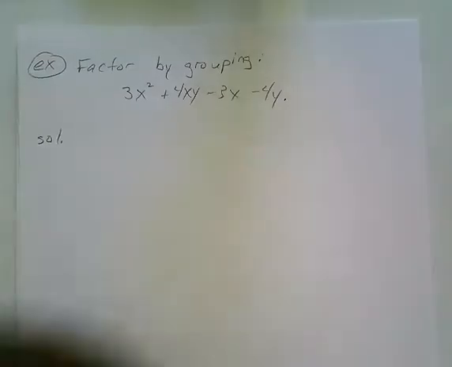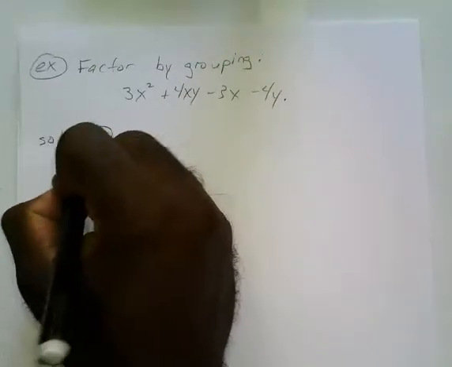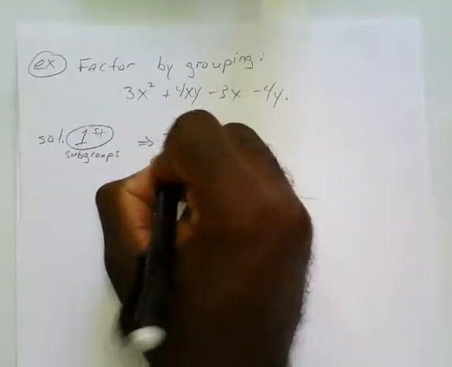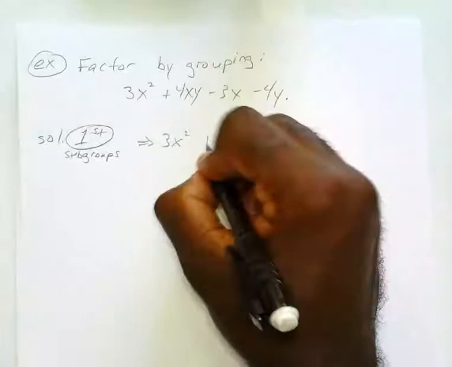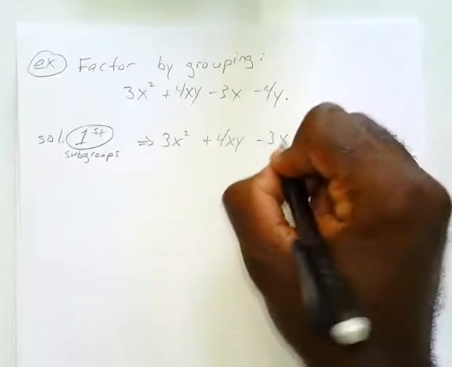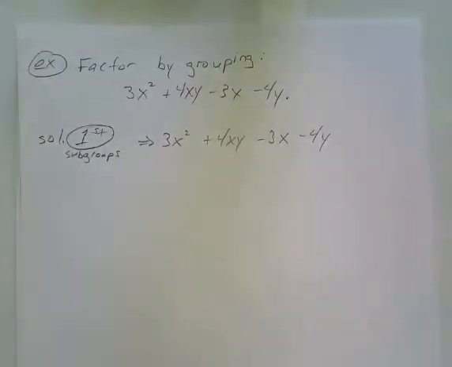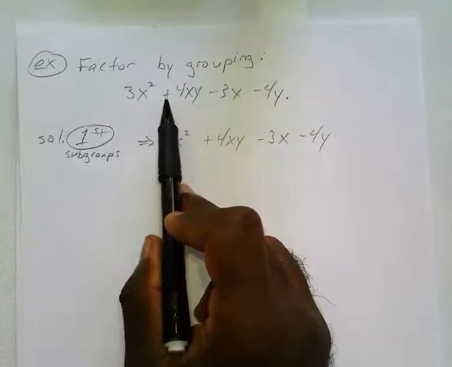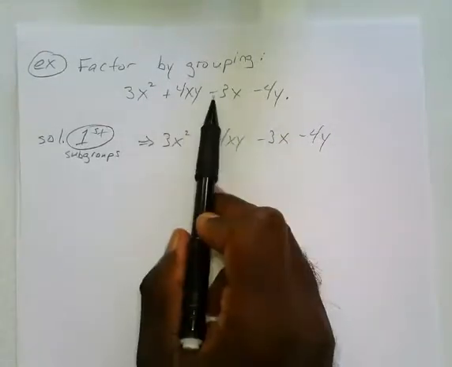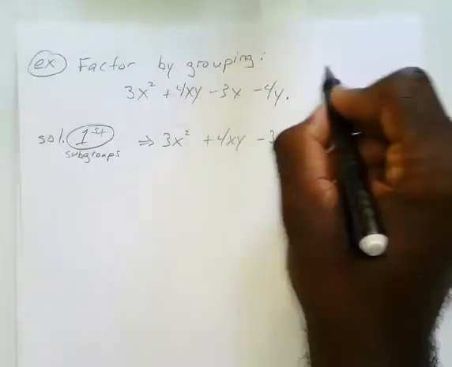Okay, so remember your first step, you're going to make your subgroups. So we have our, I'm just going to rewrite it, 3x squared plus 4xy minus 3x minus 4y. And I'm going to give you a hint. You have a middle sign, you have one on the left and one on the right. When your middle sign is minus, you want to be really careful. So I'll write that.